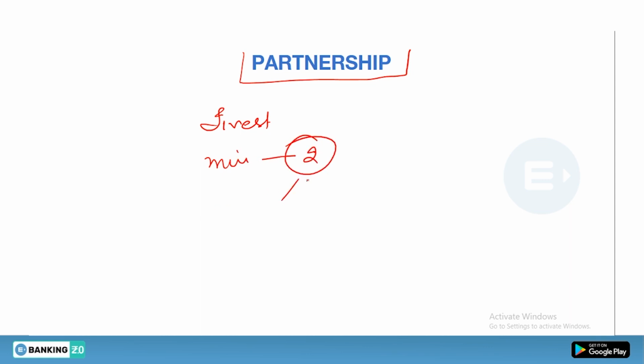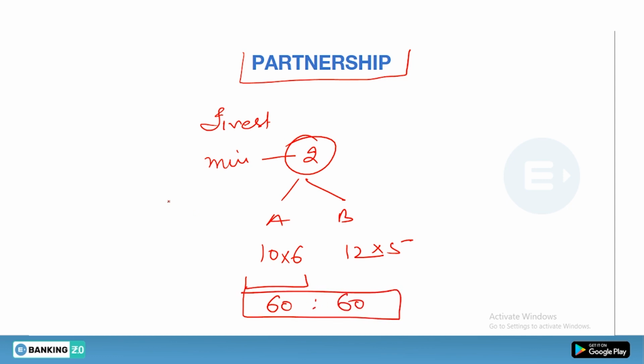Let's say that A and B were there. If A invested 10 rupees and B invested 12 rupees, you will always say B will get more profit than A. But that's not the case. Let's say A invested for 6 months and B invested for 5 months. Then you will say both of them will get an equal proportion ratio. So basically, all the things of partnership depend on the concept of ratio.